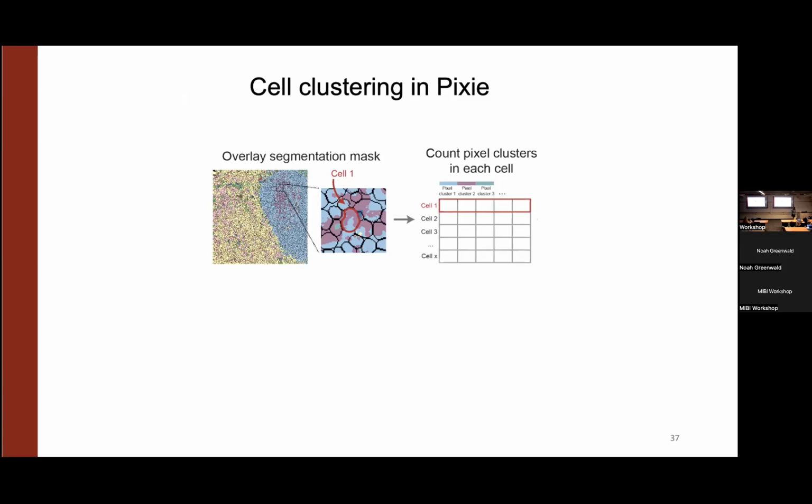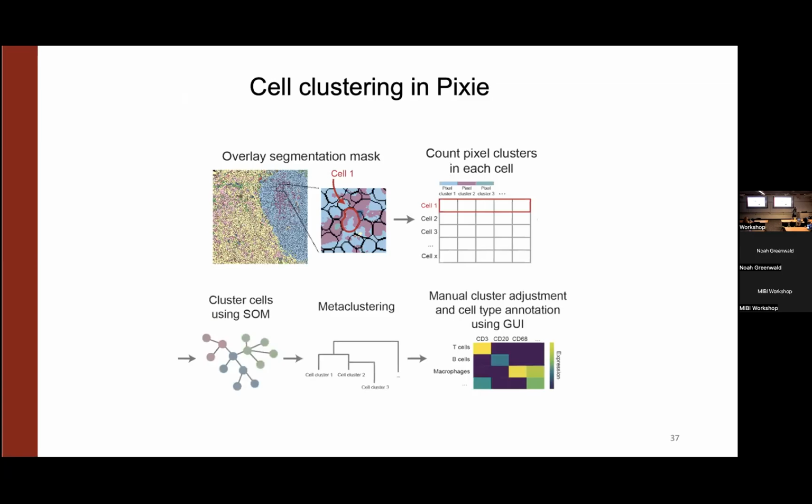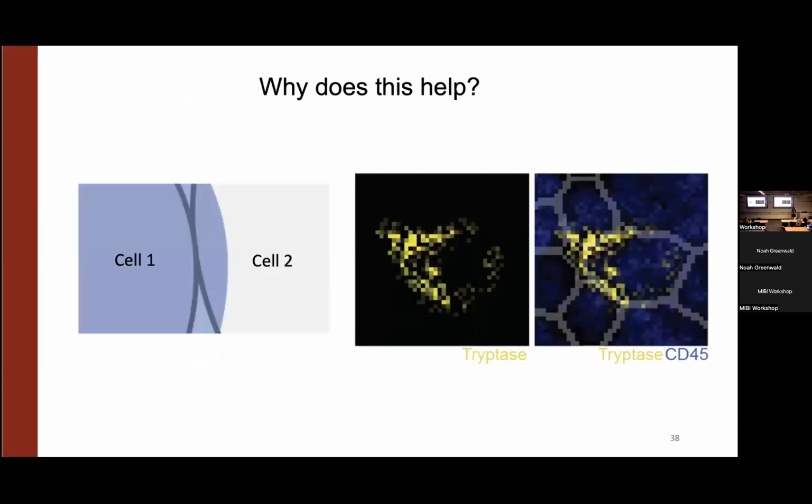So in contrast to the integrated expression version of this, each column here is a pixel cluster, whereas before it was one of the markers in our panel. The clustering steps are very similar to what I talked about yesterday. We first cluster the cells using a self-organizing map. We then meta-cluster those clusters, and then we can manually adjust and annotate those clusters using a GUI in our notebooks. So why do we think that this helps?